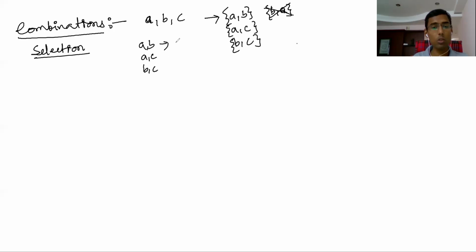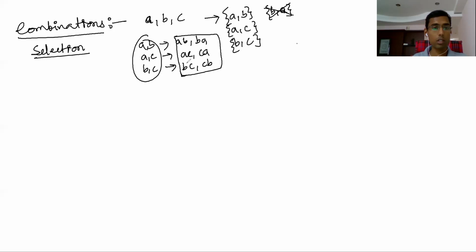But when it comes to arrangement, you have to arrange these: AB, BA; AC, CA; BC and CB. These are permutations. These are combinations, and these are permutations. I told you in the first class.